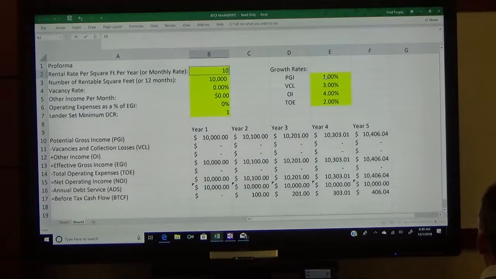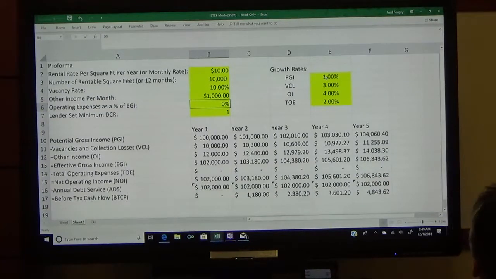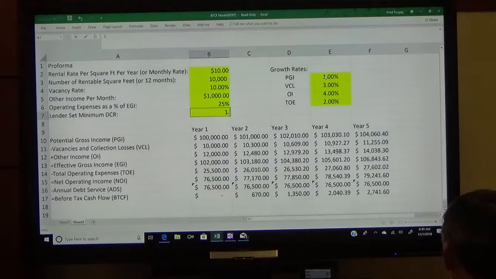What was the original amount? $10? Yeah. Okay, and our vacancy rate was also 10%, and other income was $1,000 a month. And then operating expenses were 30? 20. 25. Okay. And then 1.2? Yes.